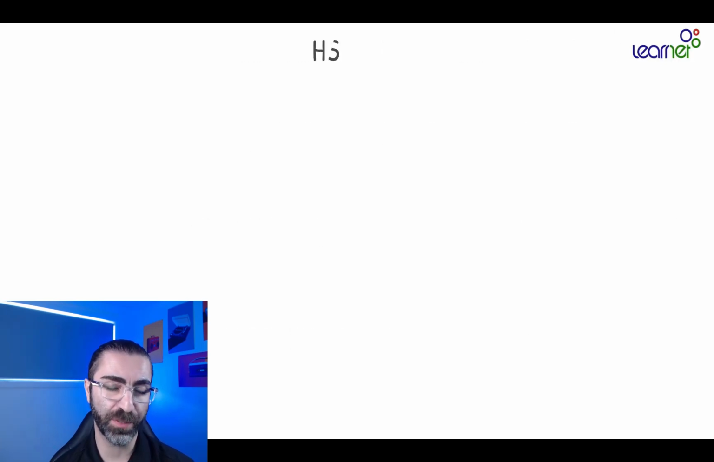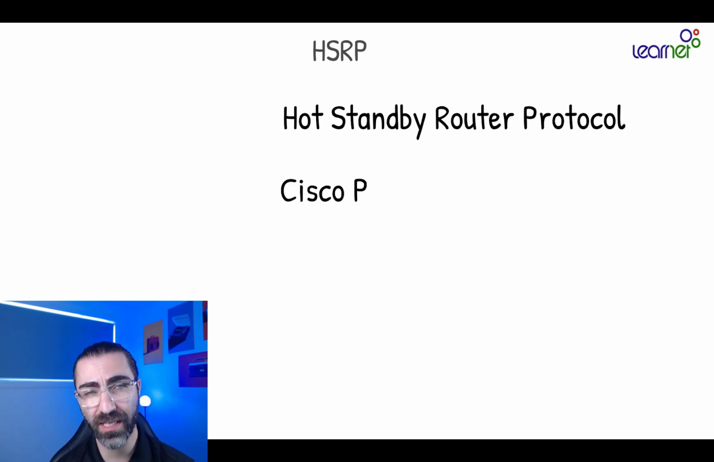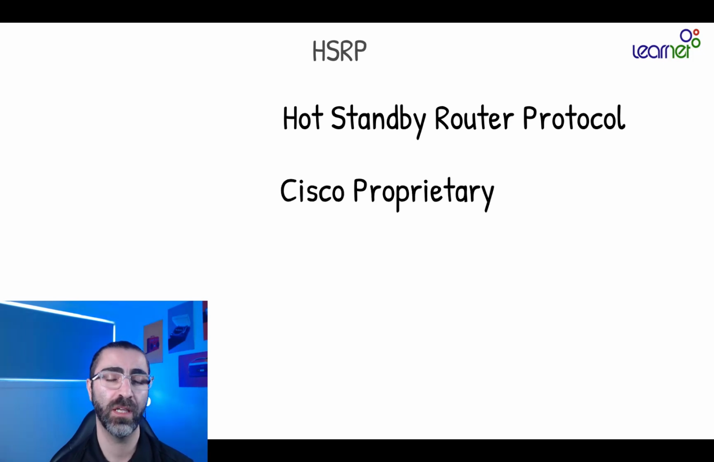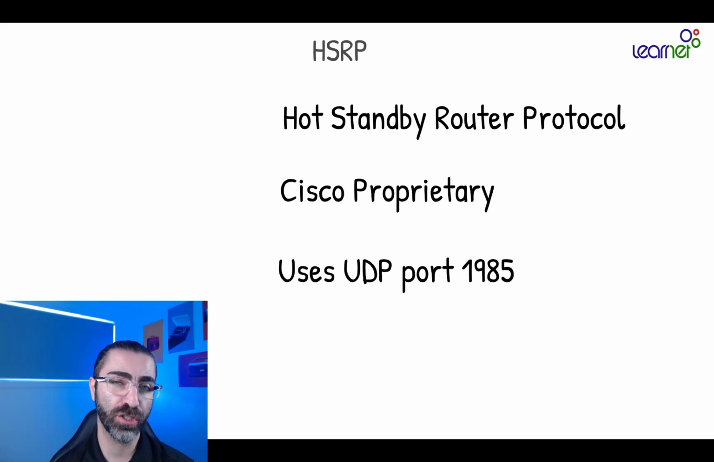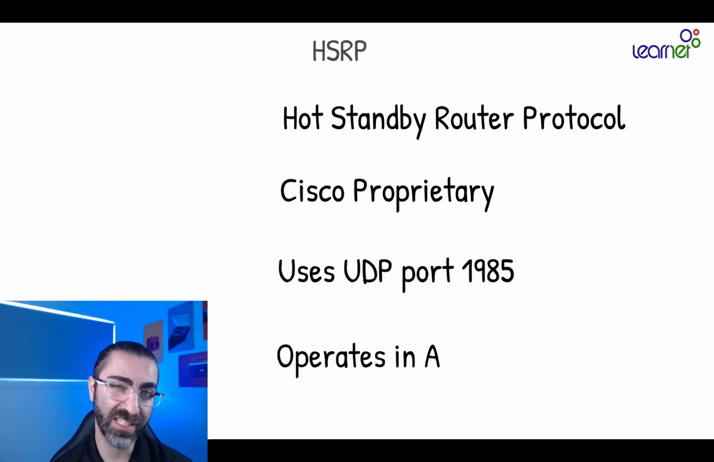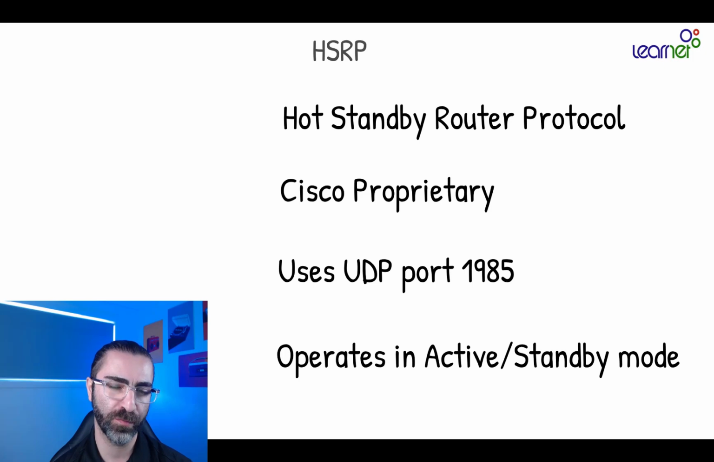Let's start with HSRP. HSRP stands for Hot Standby Router Protocol, and this is a Cisco proprietary protocol. This protocol uses UDP port 1985 for handling HSRP traffic between the HSRP routers, and it operates in active standby mode, which means that at each certain point of time, only one router will be active and provide connectivity for you. And if that active router fails, then the standby router will take the responsibility and becomes active.